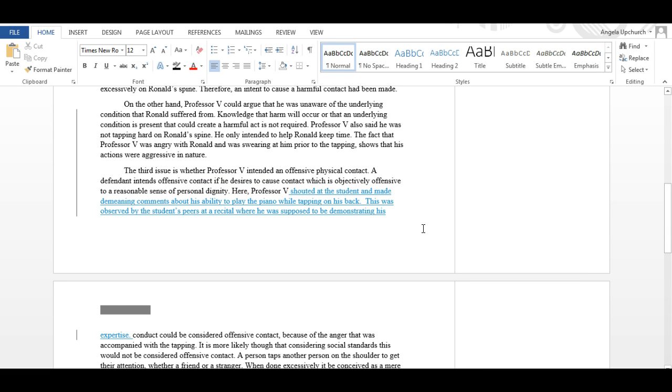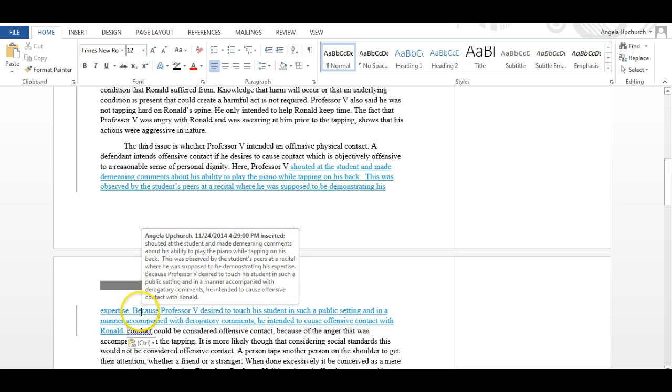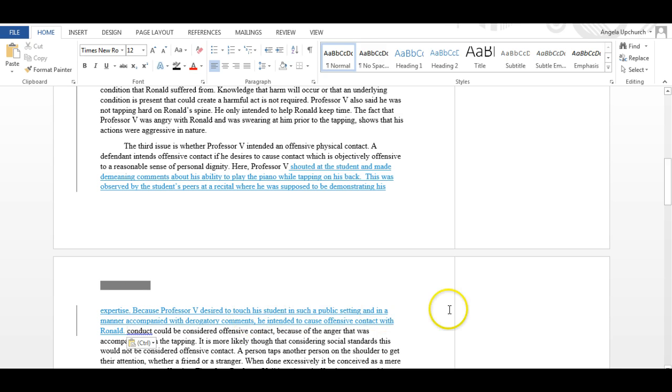"This was observed by the student's peers at a recital where he was supposed to be demonstrating his expertise." So what I've done was explain where it happened, which was directly from the fact pattern, and inferred something from it, that this was a setting in which he was supposed to be looking like an expert, and Professor V made him look like the opposite. In this next insertion I have here, what you want to look at is how this describes the understanding of those facts and ultimately helps the reader understand the conclusion you're reaching and why you reach it.